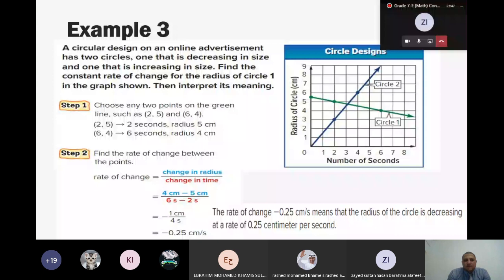So here we have 4 minus 5 in the numerator, and in the denominator 6 minus 2. 4 minus 5 is negative 1, and 6 minus 2 is 4. So it is negative one quarter, or negative 0.25 centimeters per second. The rate of change is negative 0.25 centimeters per second, which means that the radius of the circle is decreasing at a rate of 0.25 centimeters per second.